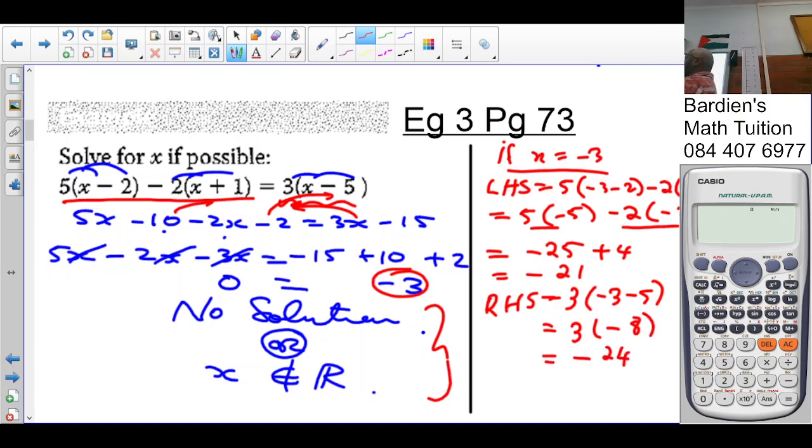Is the left hand side equal to the right hand side? No. Which confirms no solution. So you can choose any value for x. It will never work. Okay? You guys understand?